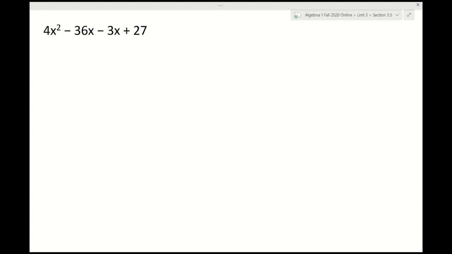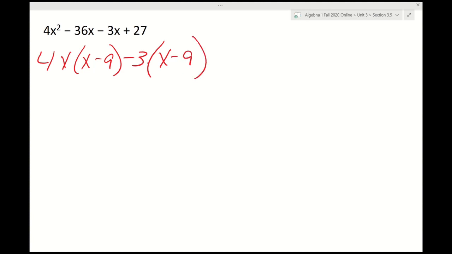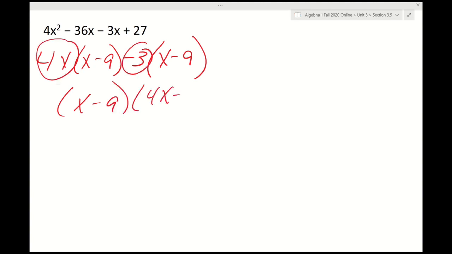And finally, if we look at these four terms, these first two have 4 and an x, leaving us with an x minus 9. The second pair have a 3 or a -3. That will leave us with an x minus 9, because negative times a negative will give us a positive. That means in common they have an x minus 9, and what we're left with is a 4x minus 3.